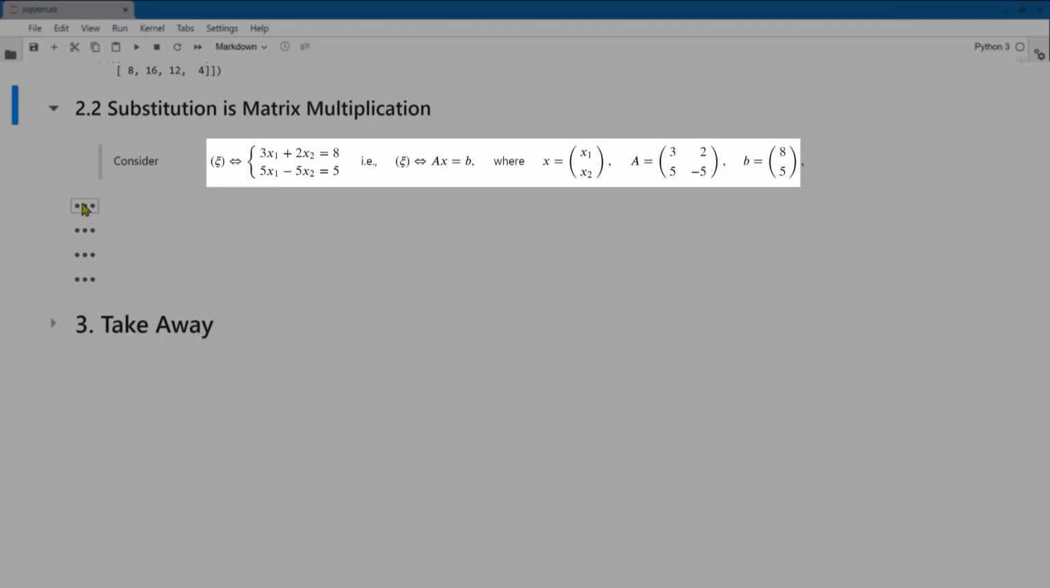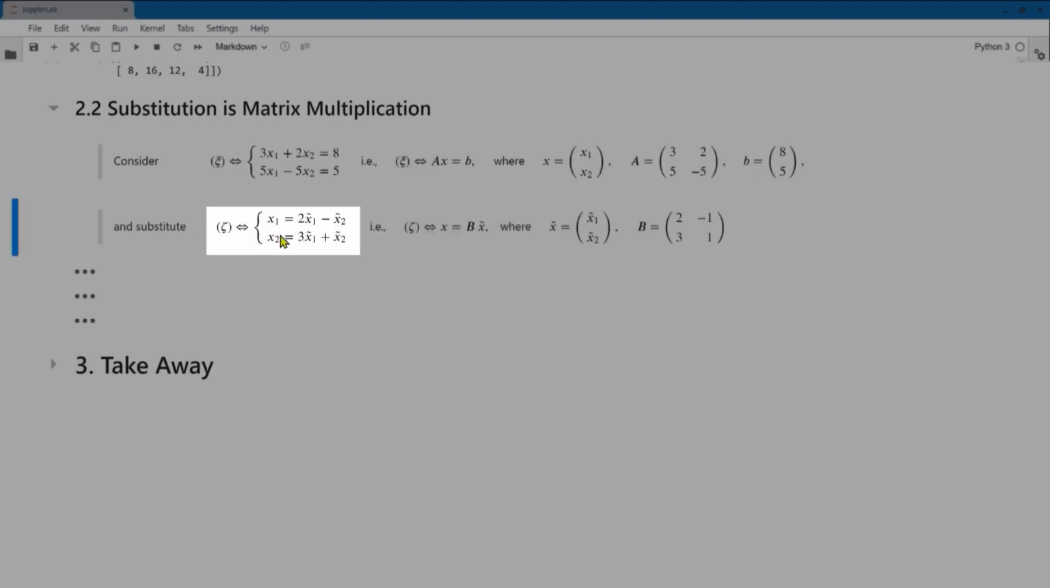Now what we want to do is substitute for x1 and x2. So let's say x1 is expressed in terms of two new variables, x1 tilde and x2 tilde, and similarly for x2, so I have this expression for x1 and x2 that I could substitute into my previous set of equations. But one thing to notice is that this substitution can also be written in terms of a matrix times a vector, namely the vector x is equal to the matrix B times x tilde, where the vector x tilde is just my x tilde variables written into a vector, and B is the set of coefficients in the substitution.